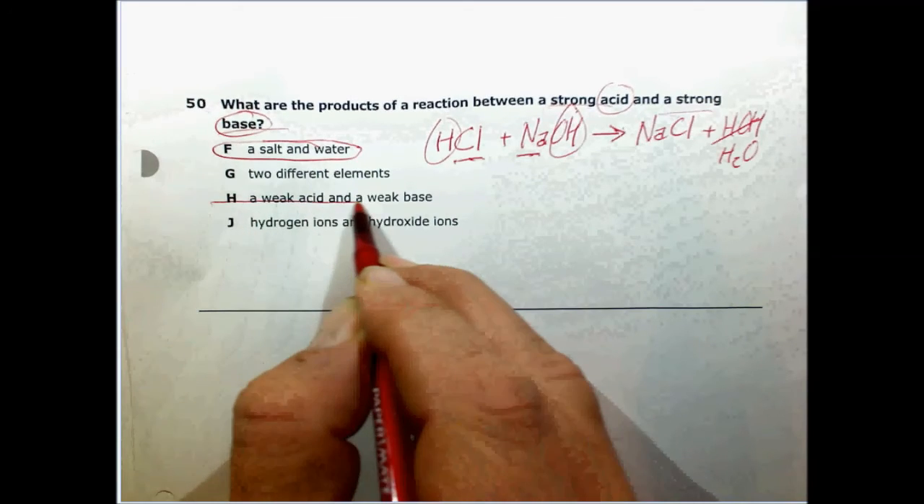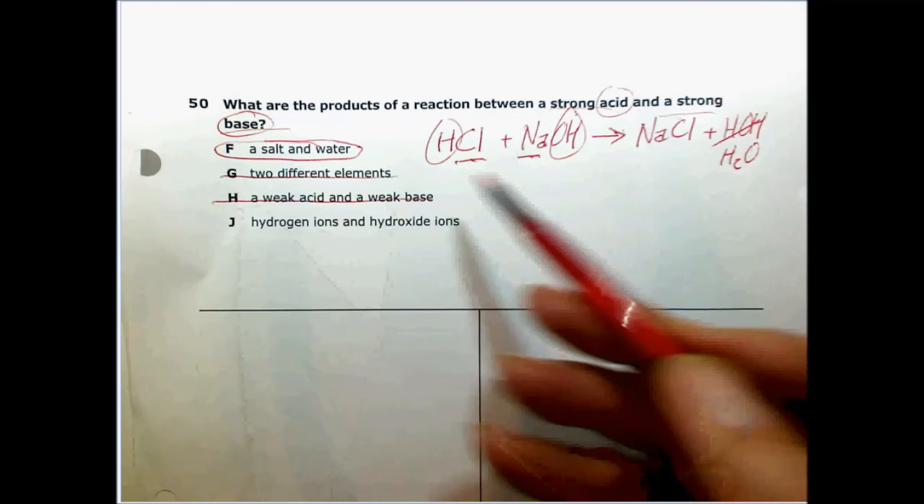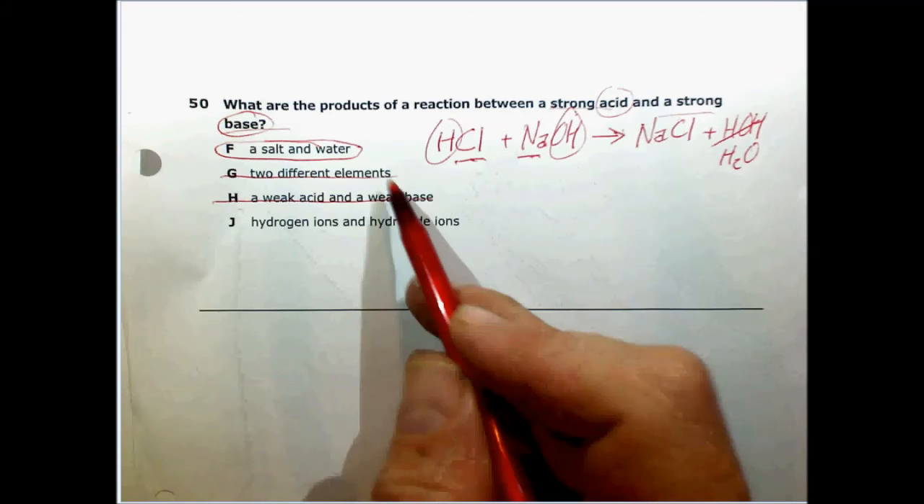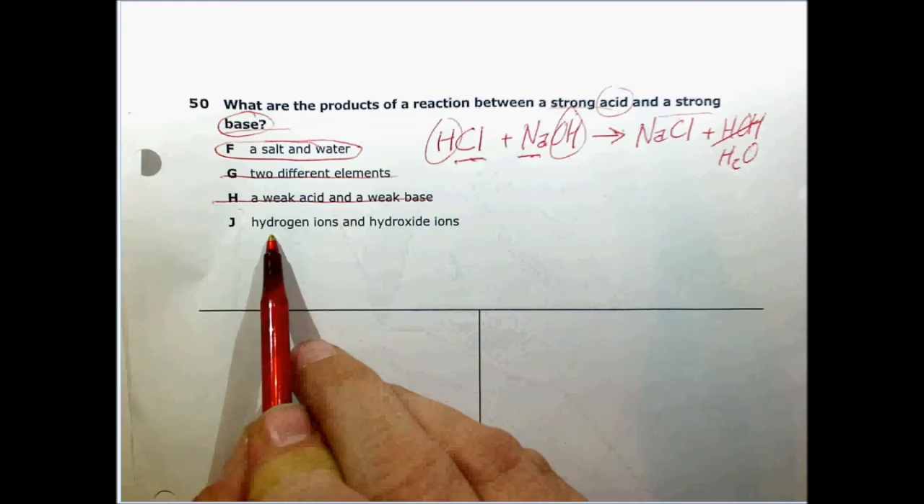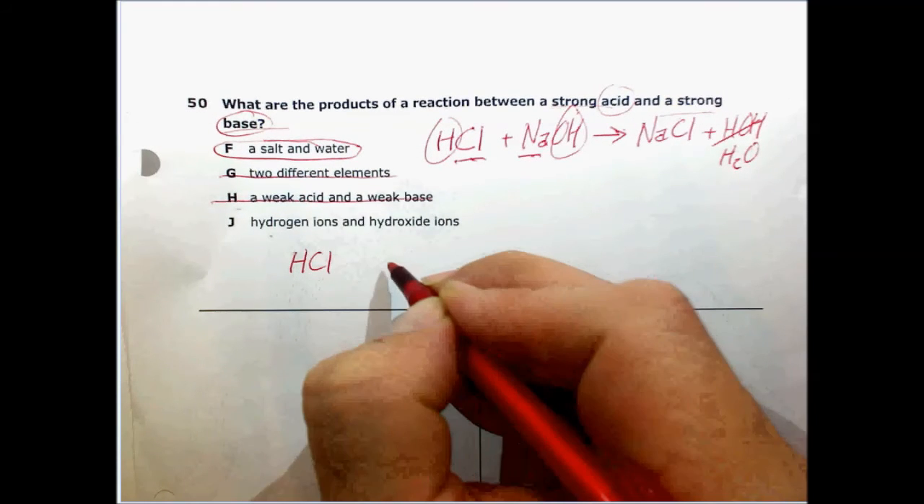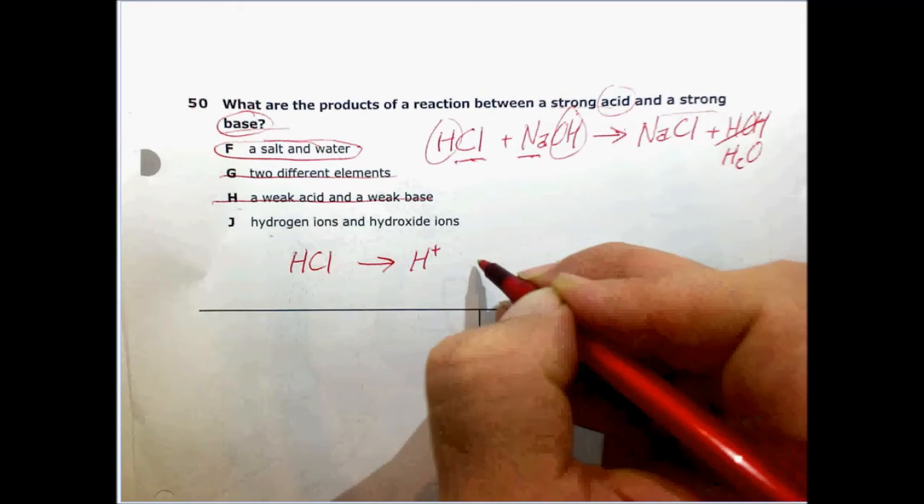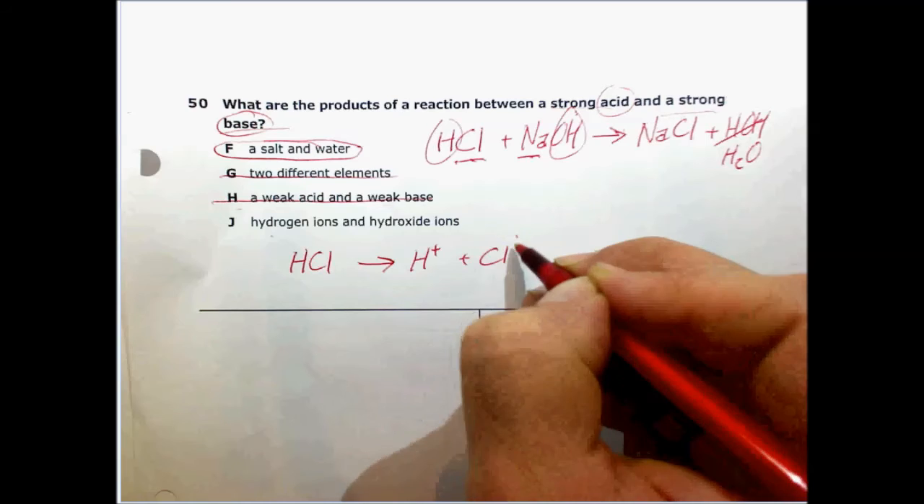Some of these you can toss out. 2 different elements, or a weak acid and a weak base. They're just in there to throw you off. This one here is confusing because HCl does dissociate into H ions and Cl ions.